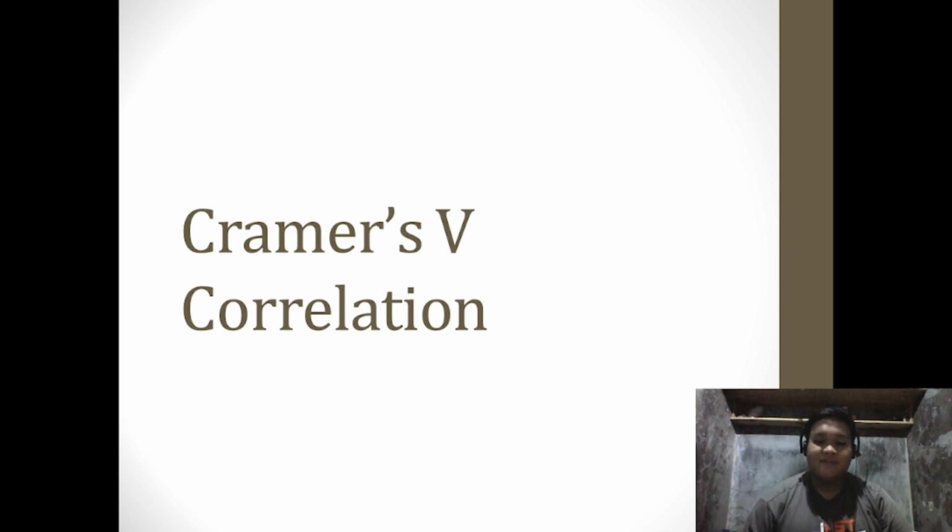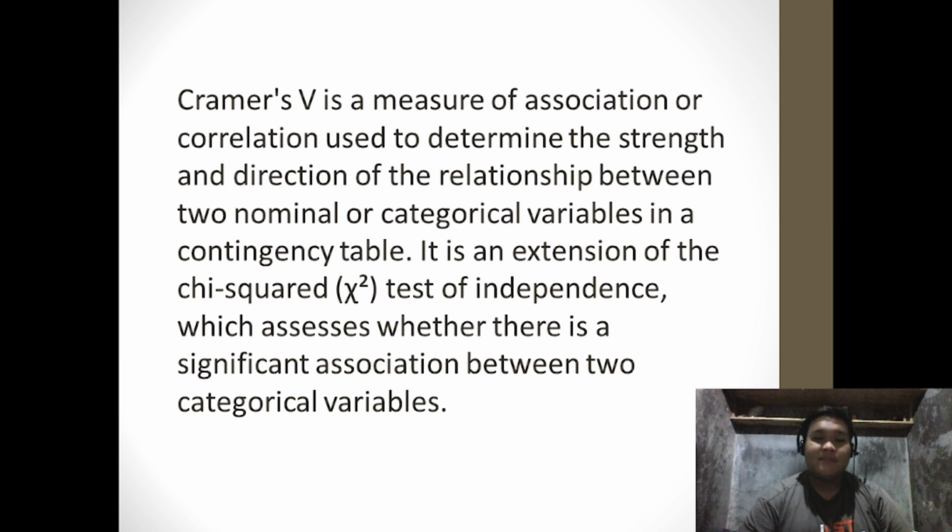Cramer's V is a measure of association or correlation used to determine the strength and direction of the relationship between two nominal or categorical variables in a contingency table. It is an extension of the chi-squared test of independence, which assesses whether there is a significant association between two categorical variables. So from the words two categorical variables, we can say they are related to each other if the variables are related.